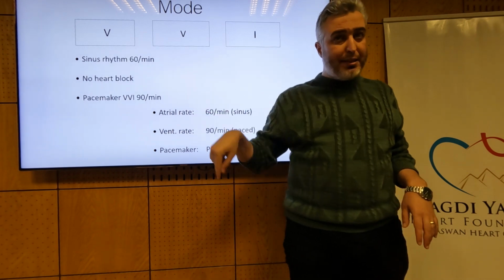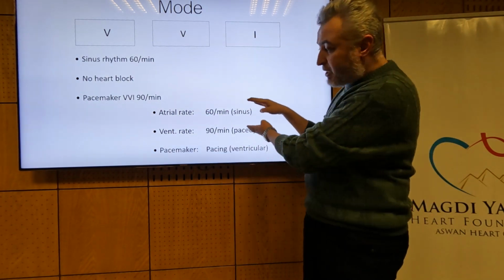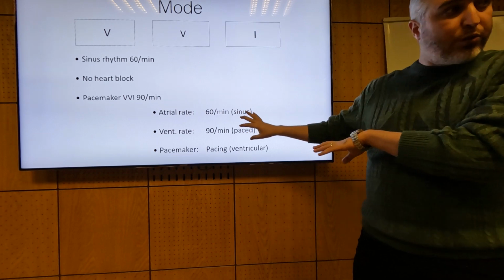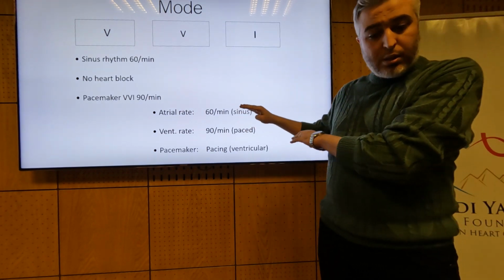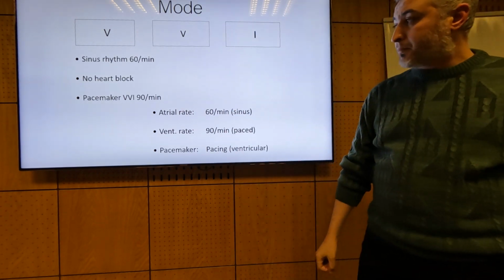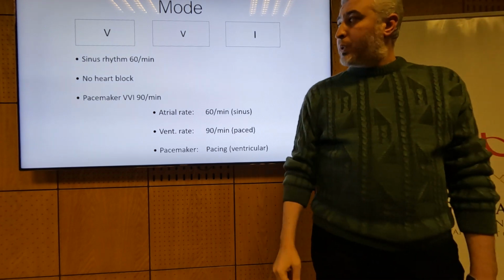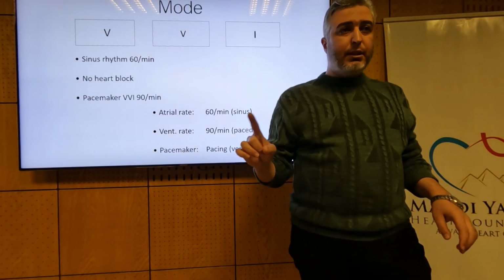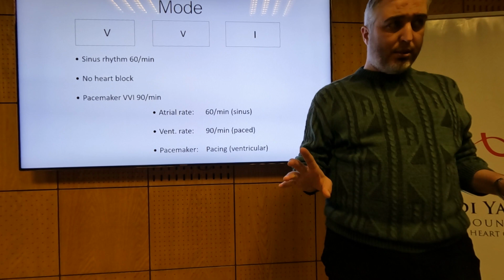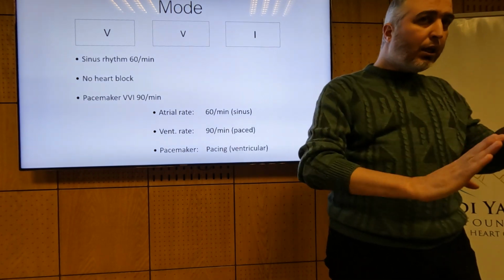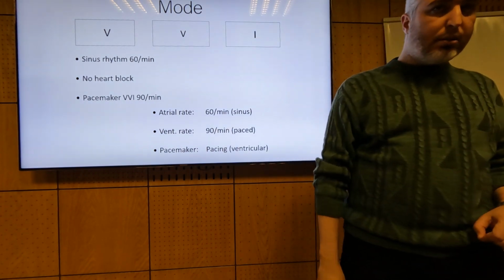No, you get AV dissociation. The atrial rate is 60, ventricular rate is 90. You lose a significant part of the cardiac output because you lose the regular cardiac filling. What about the interventricular synchrony? Affected, so lost. Intraventricular, lost.